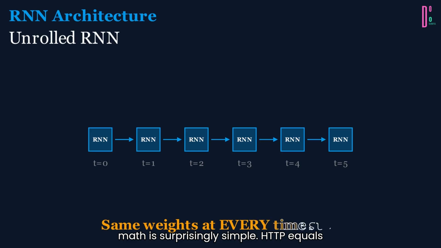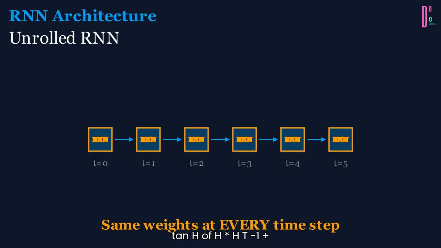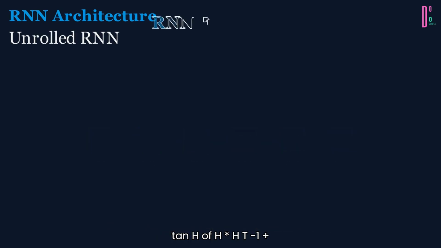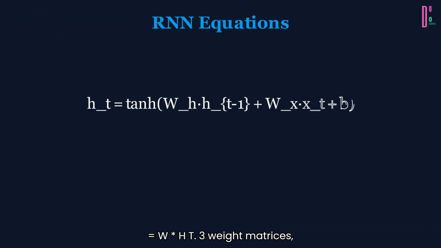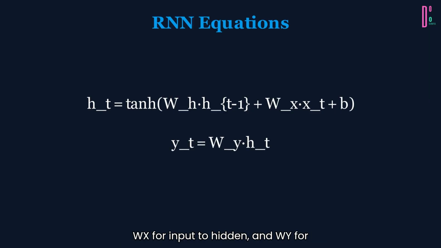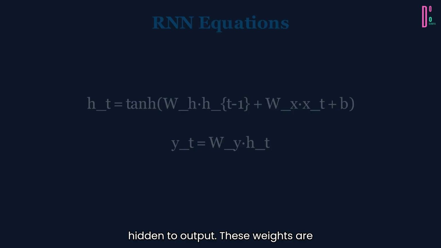The math is surprisingly simple. ht equals tanh of Wh times ht-1 plus Wx times xt plus bias. Then yt equals Wy times ht. Three weight matrices, Wh for the hidden-to-hidden connection, Wx for input-to-hidden, and Wy for hidden-to-output. These weights are shared across all time steps. That's crucial. When you unroll the RNN, you see the same network repeated over time. Same weights, same architecture, just processing different inputs at different moments.